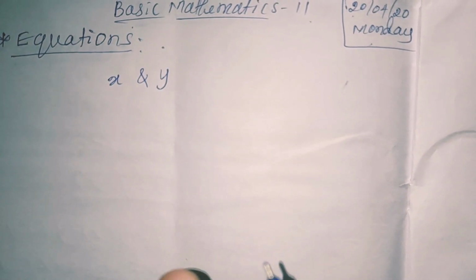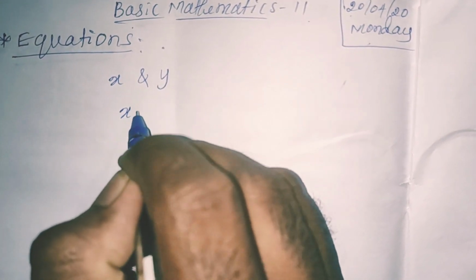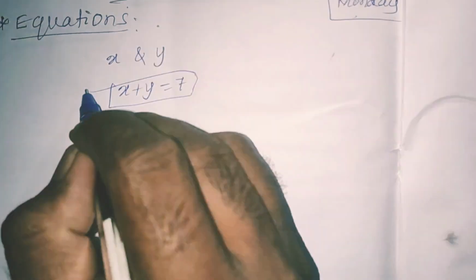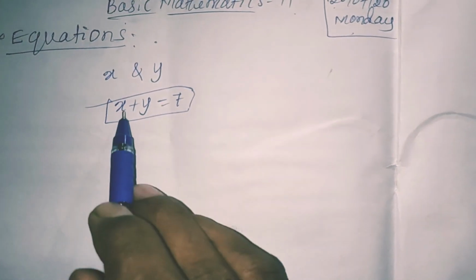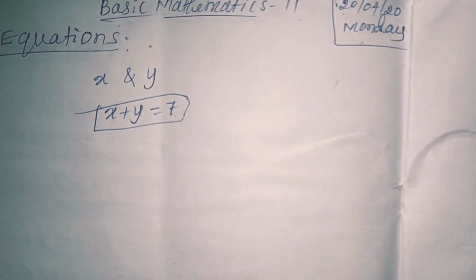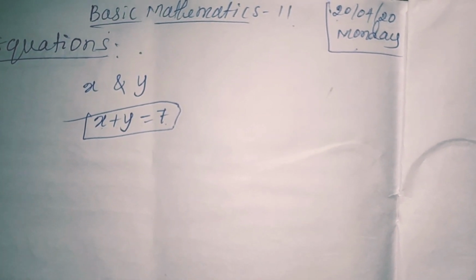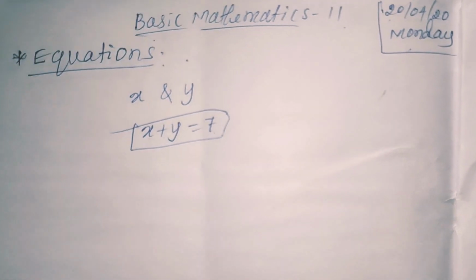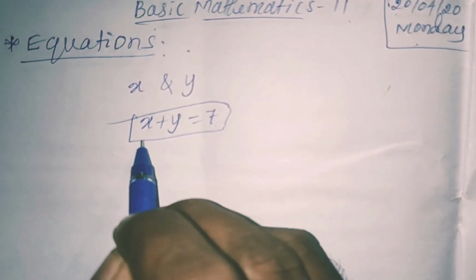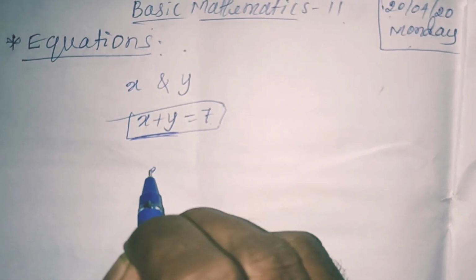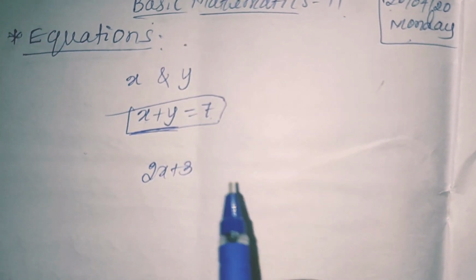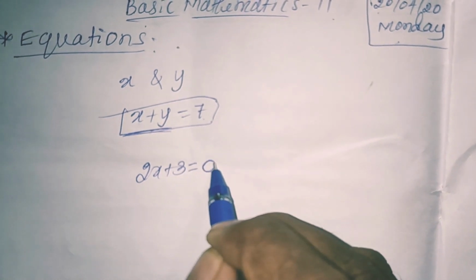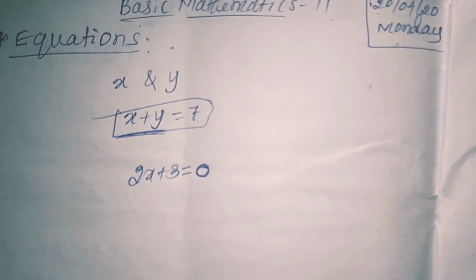Sum means here we have to take plus. That means x plus y, the sum is 7. So here an equation is there: the sum of two numbers is 7. We have to understand the meaning of equation. An equation has an equal sign. An algebraic expression, like 2x plus 3, when it has an equal sign with some other variable or constant, that is called an equation.